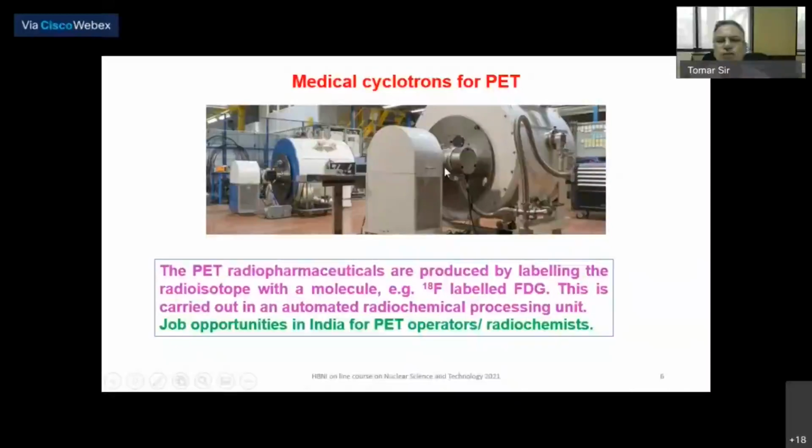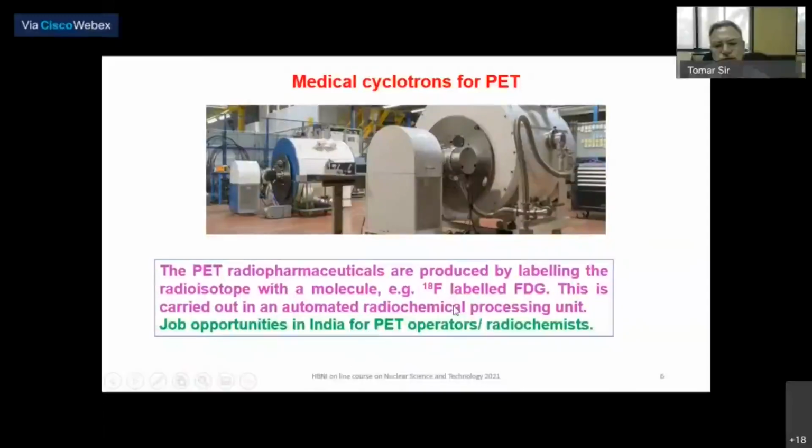So from the medical cyclotron, the irradiated H2O18 straight away is taken to this processing unit, which dispenses out maybe hundreds of millicurie or a few curie of F18, which can be put in the vials and sent to hospitals. The half-life of this is 109 minutes, 1.8 hours. So very quickly, within half an hour or so, the processing unit will dispense out the activity and you can send them to hospitals.